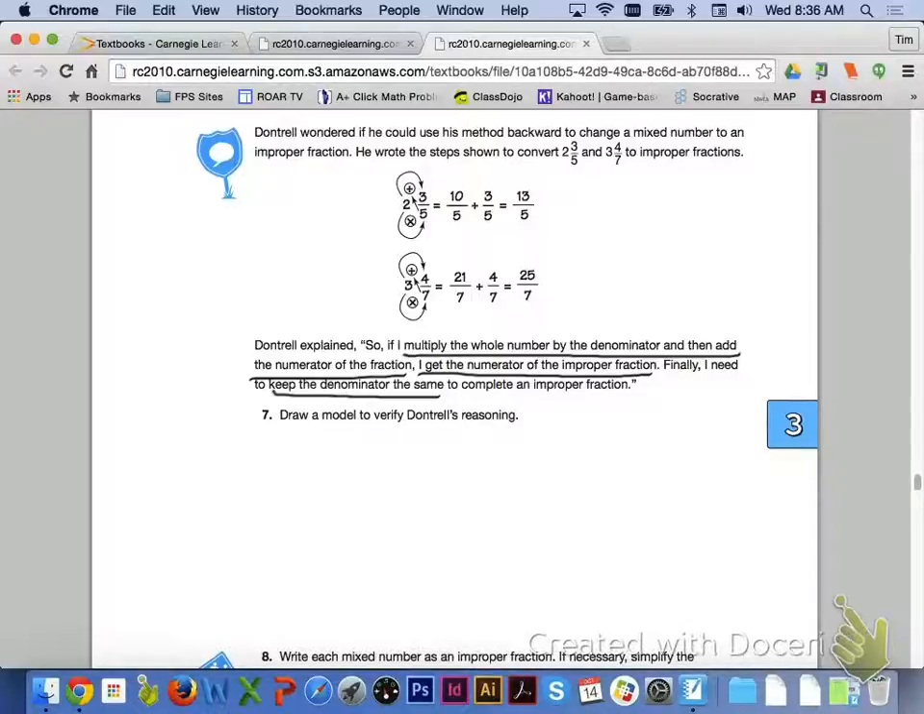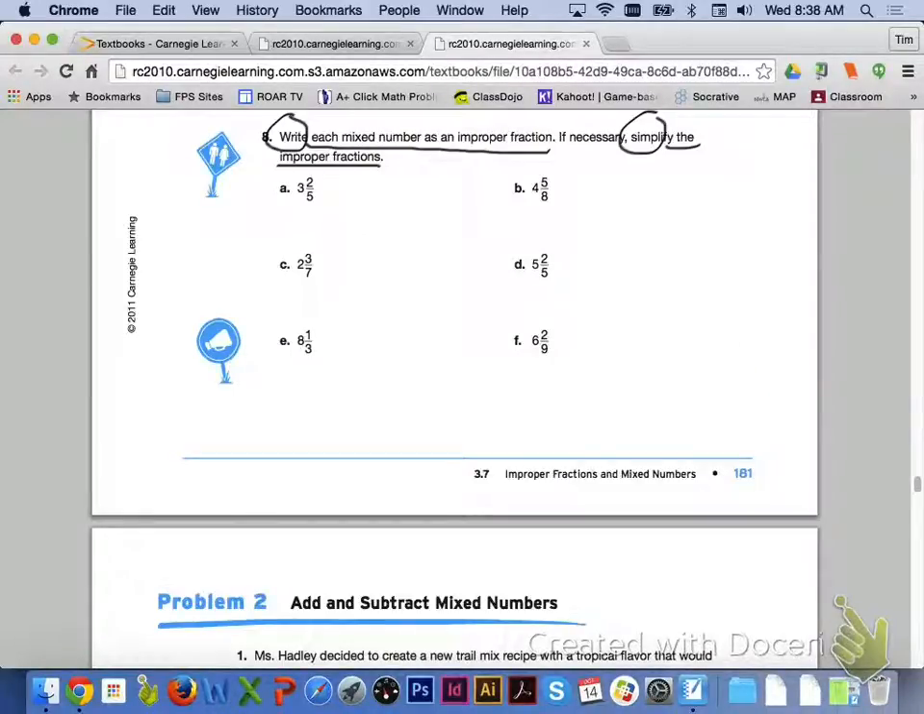So let's look at 2 3/5. We have 2 times 5, which is going to give you 10. 10 plus the 3 gives you 13 for your numerator. 5 is your denominator, it stays the same, so 13/5 is your improper fraction. For 3 4/7, 3 times 7 gives you 21. 21 plus 4 gives you 25. Your denominator stays the same. 25/7 for your improper fraction.